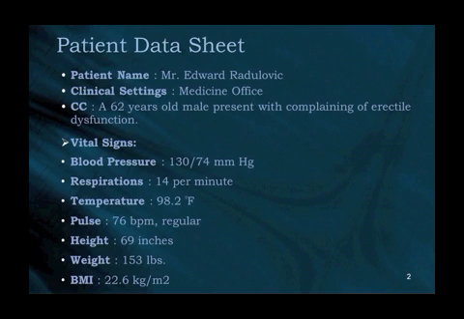Vital signs. Blood pressure, 130/74 millimeters of mercury. Respirations, 14 per minute. Temperature, 98.2 Fahrenheit. Pulse, 76 beats per minute, regular. Height, 69 inches. Weight, 153 pounds. Body mass index, 22.6 kg per meter squared.